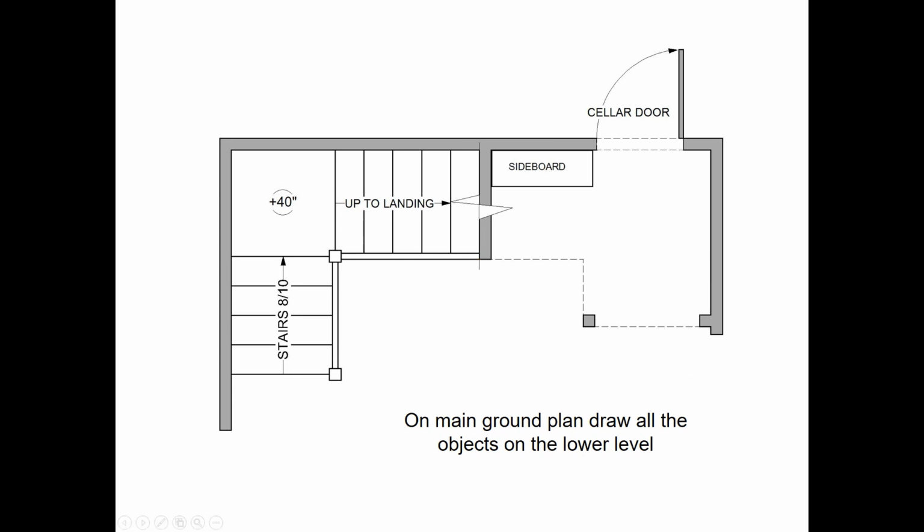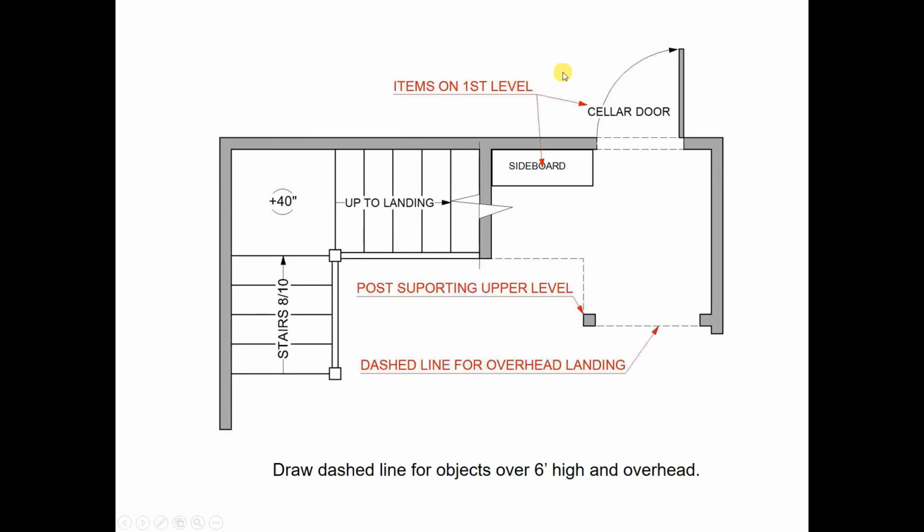So then at some other point here, just to clarify that, here's everything I just said with labels on it. So this is the dashed line for the landing overhang. That's the post. And these are items that are on the first level.